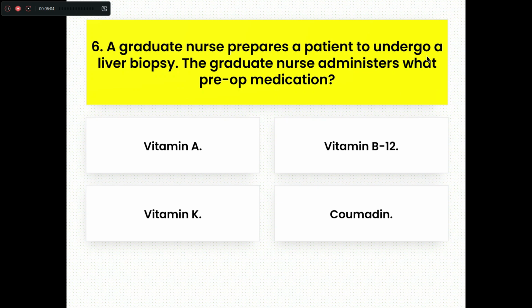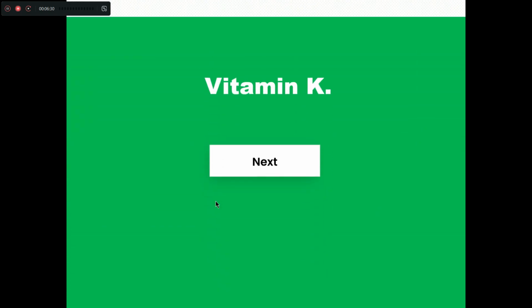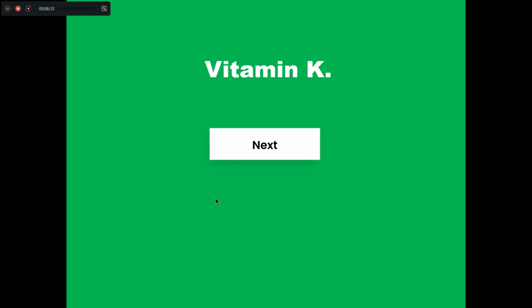The sixth question. A graduate nurse refers a patient to undergo a liver biopsy. The graduate nurse administers what preoperative medication? Option A, vitamin A. Option B, vitamin B12. Option C, vitamin K and coumadin. So during liver biopsy, the nurse needs to administer option C, vitamin K medication. Vitamin K helps to regulate any coagulation abnormality during the perioperative procedure.